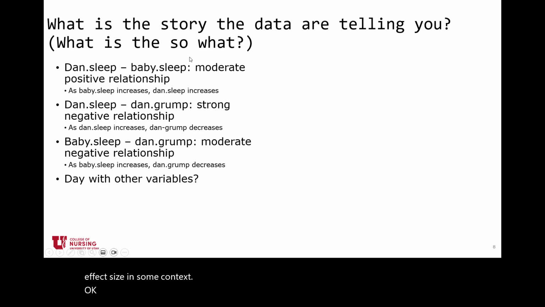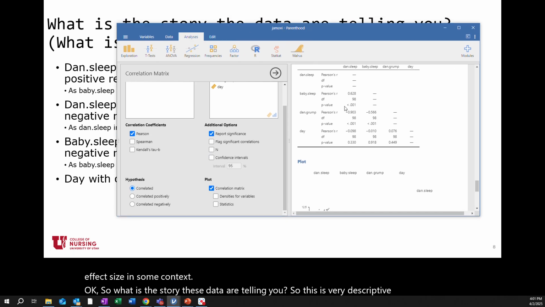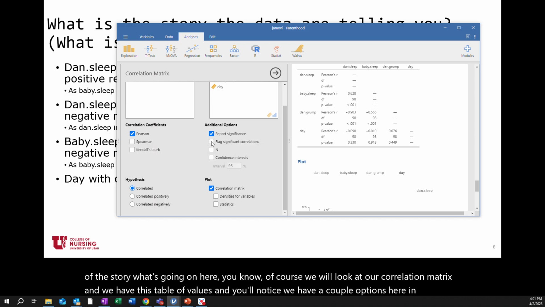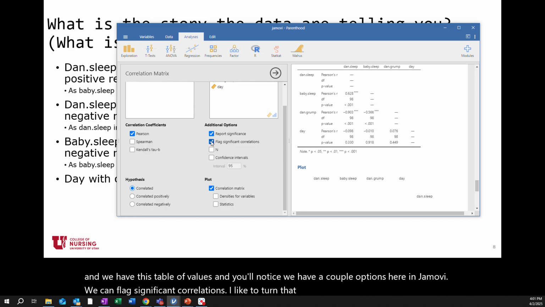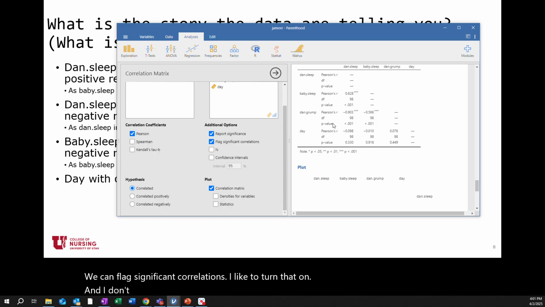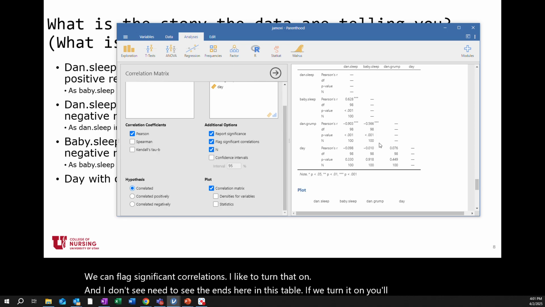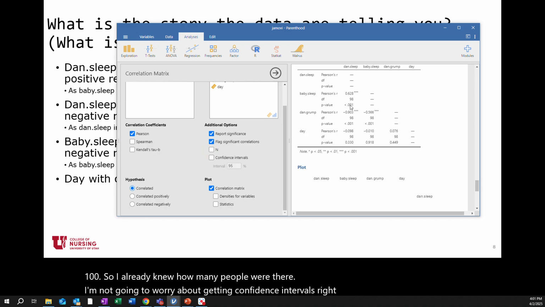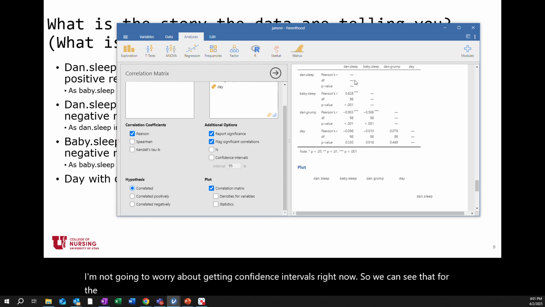Okay, so what is the story these data are telling you? So this is very descriptive, and to get kind of the story, what's going on here, of course, we look at our correlation matrix, and we have this table of values, and you'll notice we have a couple options here in Jamovi. We can flag significant correlations. I like to turn that on, and N, I don't need to see the N's here in this table. If we turn it on, you'll see I'll say 100. So I already knew how many people were there. I'm not going to worry about getting confidence intervals right now. So we can see that for the correlation between baby sleep and Dan sleep, its p-value is less than 0.001, and it has 3 asterisks underneath it.